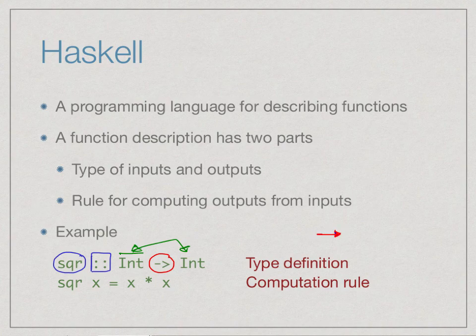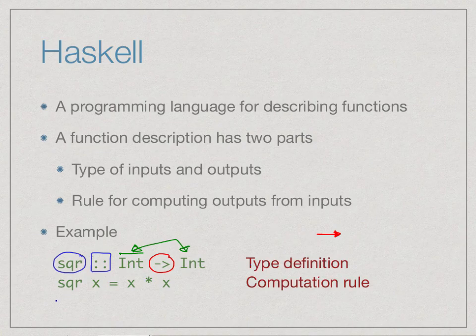Right? So this is true, you will see in many syntactic forms in Haskell, that we try to describe in characters something that is a familiar symbol from mathematics. So this says that square, sqr, is a function which takes integers as input and produces integers as output. So this is the type definition.